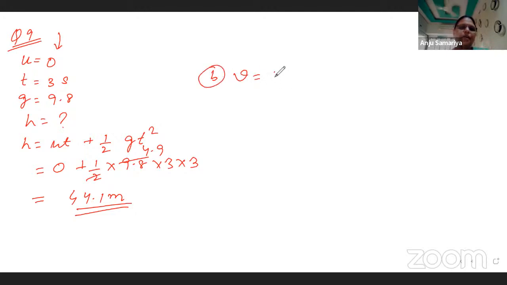Final velocity is u plus g t. So 0 plus 9.8 into 3. So that is equal to 29.4 meter per second.